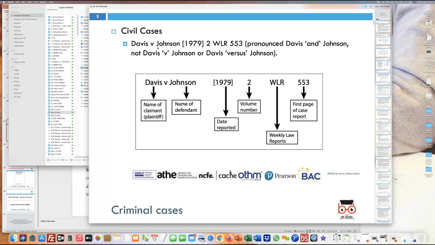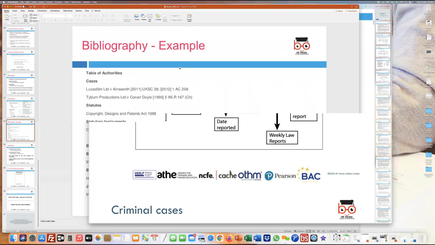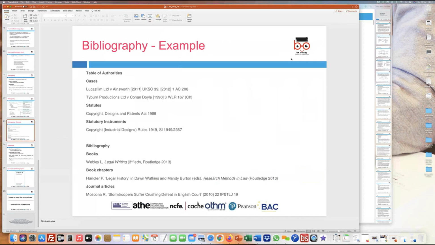So when you see this particular terminology, Davis versus Johnson, in brackets, 1979, 2 WLR 553, how would you decipher this and find it within a law gazette or a particular law publication? When you look at this, Lucasfilm Limited versus Ainsworth, 2011 UKSC 39, 2012 1 AC 208.